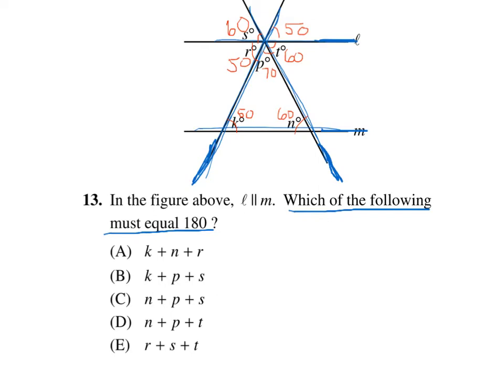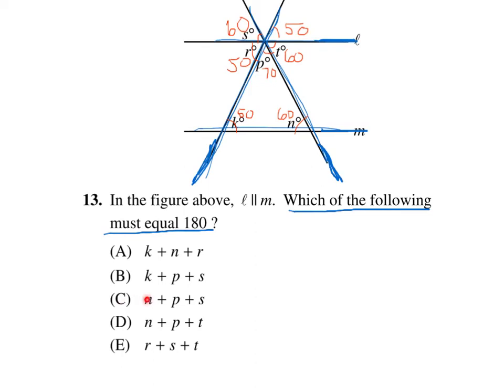K plus N plus R. 50 plus 60 plus 50 is 160. K plus P plus S. We have what potentially could be a winner, but we have to be careful. K plus P plus S adds up to 180.